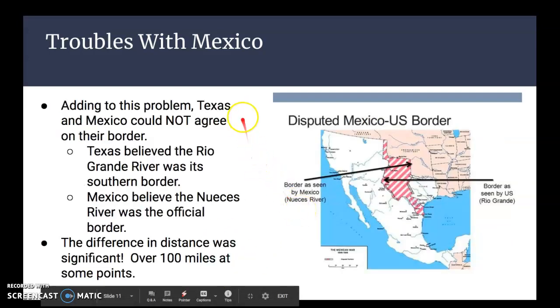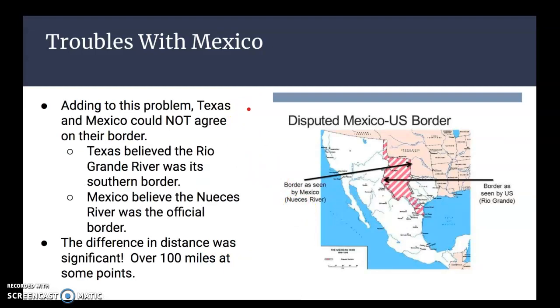So, making this problem even worse, Texas and Mexico could not agree on their border. So Texas believed the Rio Grande was their southern border. I'm going to trace the Rio Grande right here. You can see it. And you'll notice that is the current border of Texas and Mexico right here. And that river ends up going up into New Mexico right there, the state of New Mexico. Mexico believed that the Nueces River was the official border. That is over here. So it's the other side of this kind of candy-striped area right here.